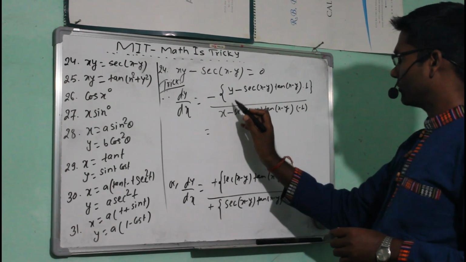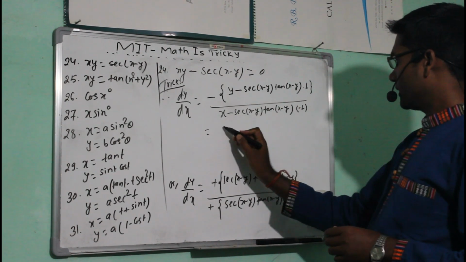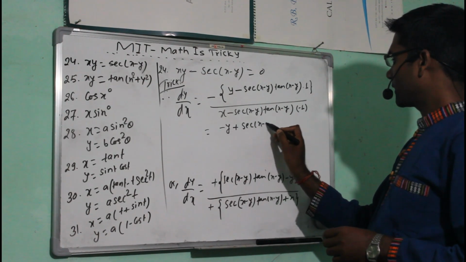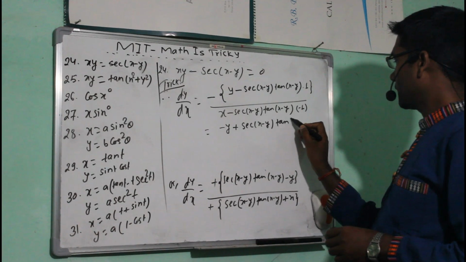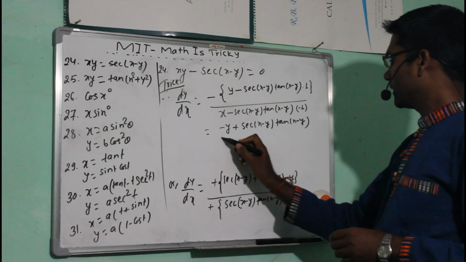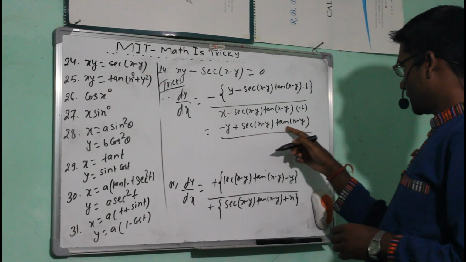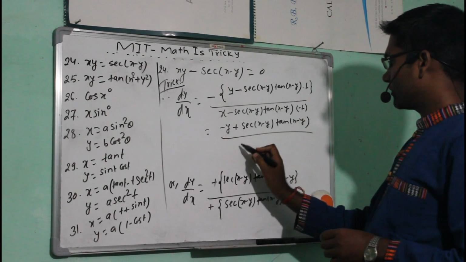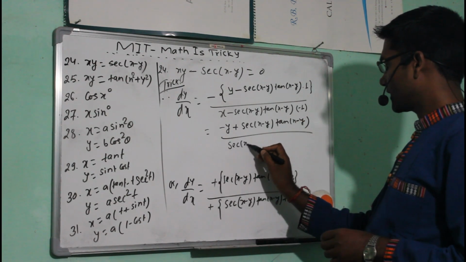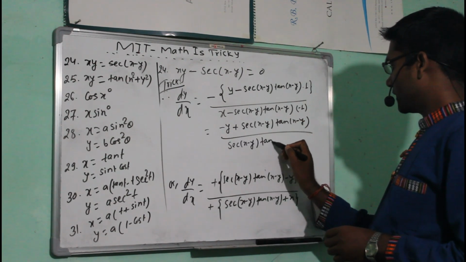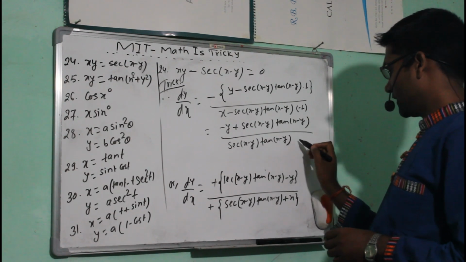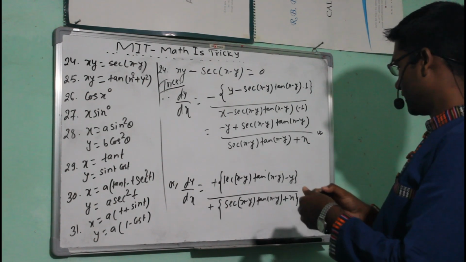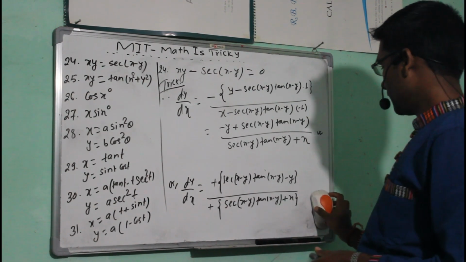Let's multiply this and see what we are getting. So you can see minus y plus sec(x minus y) tan(x minus y). Check here, same: sec(x minus y) tan(x minus y) minus y. This is the numerator, and for the denominator we get minus minus plus sec(x minus y) times tan(x minus y), and then plus x. This is your answer. You can see we are getting the same answer by both methods.